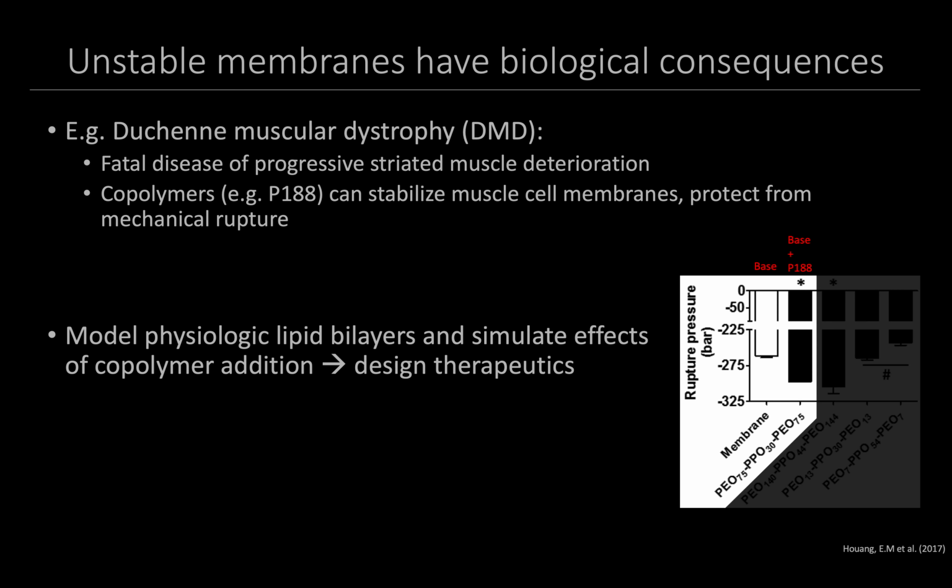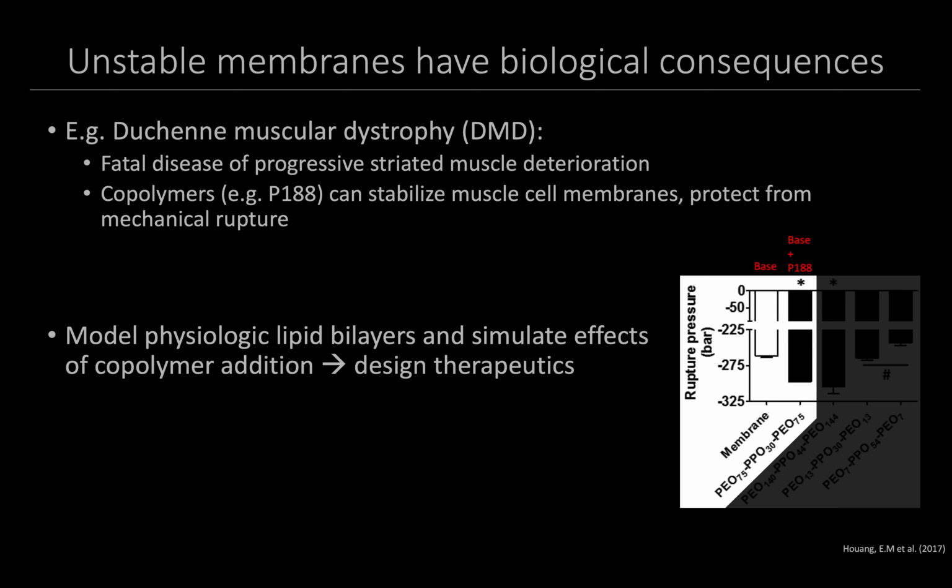Previous research has shown that unstable membranes have biological consequences. One such consequence is Duchenne muscular dystrophy, or DMD, a fatal disease characterized by progressively worsening deterioration of striated muscle. Previous work has shown that copolymers, such as poloxamer or P188, can stabilize muscle cell membranes, and they can increase these bilayers' resistance to mechanical rupture.